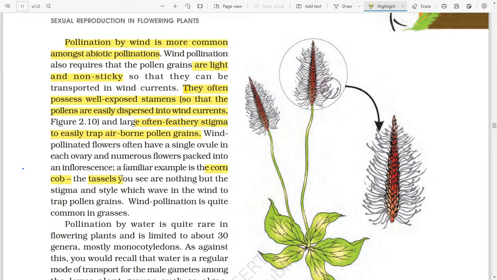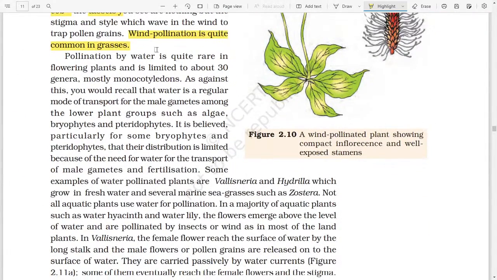You see, these are nothing but the stigma and the style which wave in the air to trap pollen grains. Wind pollination is quite common in grasses. Pollination by water is quite rare in flowering plants and is limited to about 30 genera, mostly monocotyledons.